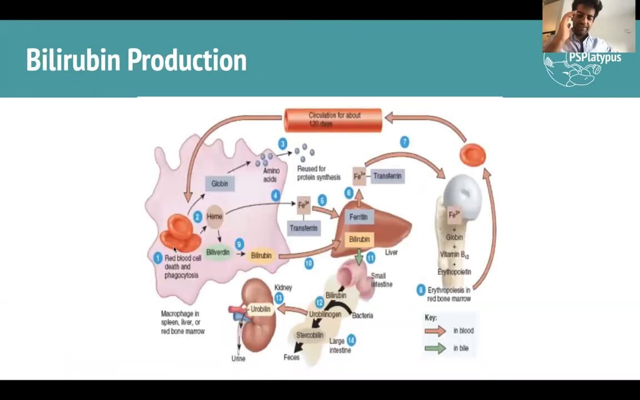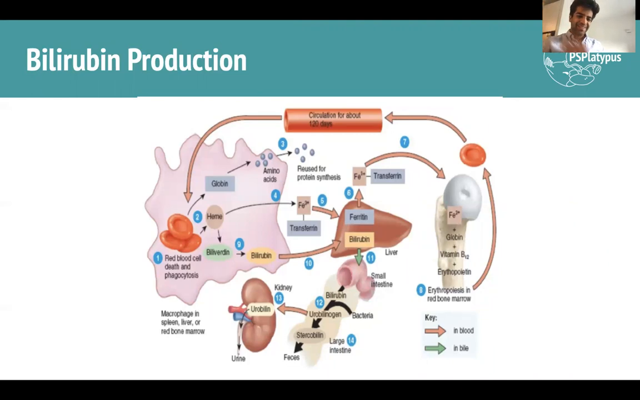Okay, it looks like a complicated diagram, but we're going to walk through it. This is how bilirubin is produced and how it's processed in the body. A bunch of this isn't actually that important, so I'll talk about what is. We're starting here on the left-hand side with red blood cells produced in the bone marrow, and they have a lifespan of 120 days or 4 months.